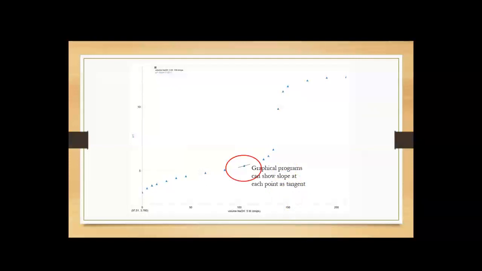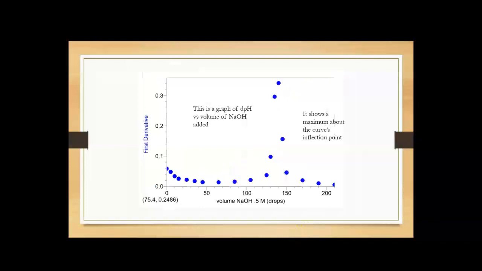Graphical programs can show the slope at each point as a tangent, and it can read off that number for you. Now, if you then graph the first derivative of the pH, which, remember, is the slope at each point, versus the volume, you will see in this case that where you had that big swoop up of pH, you get a maximum. Probably the maximum is up here. And that's the curve's inflection point, where the curvature turns from positive to negative. And that's fairly easy to see here.